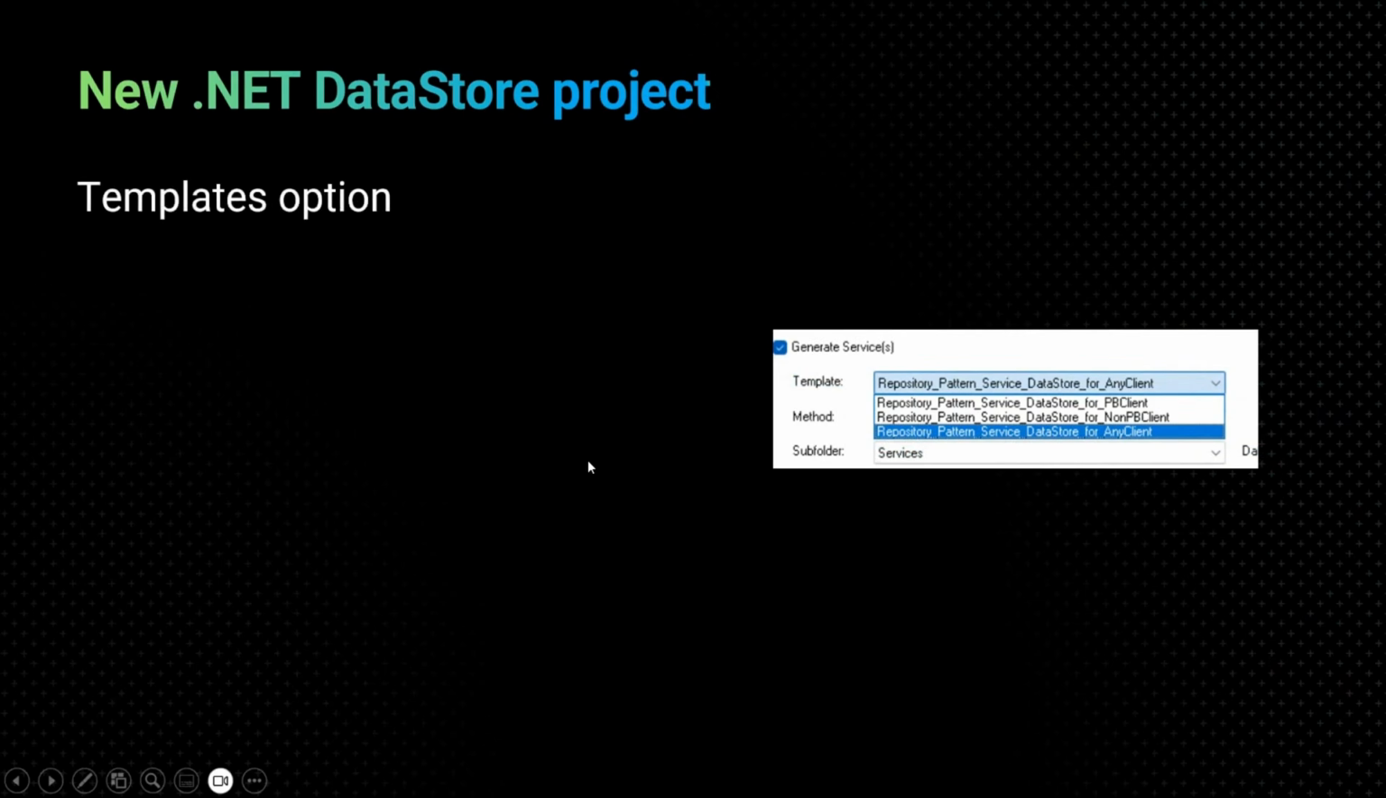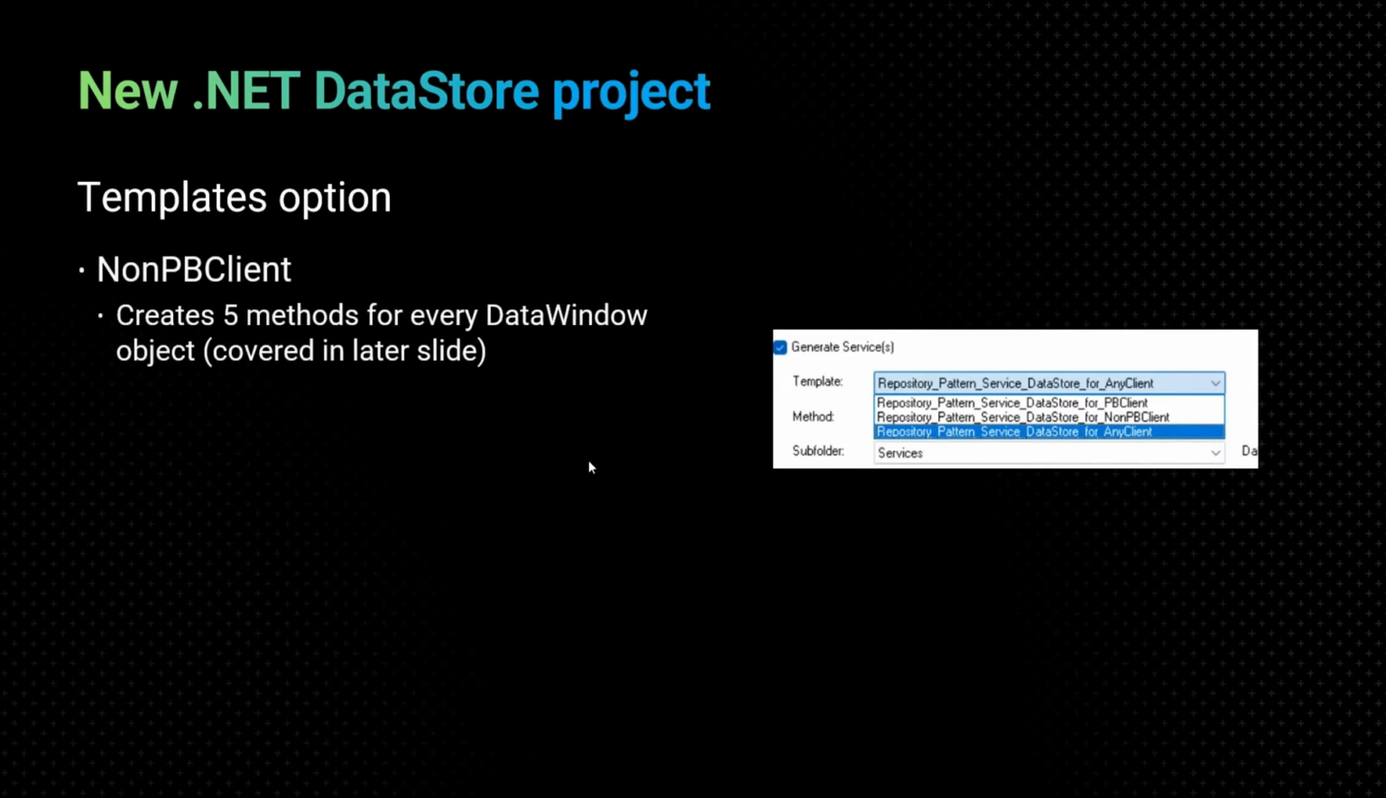So here are the options. I'm stepping back now to the template options. There are 3. Non-PB client. That's if you're going to be writing services that are going to be used by some REST client other than PowerBuilder, where it expects to get just plain JSON and will submit plain JSON. So it will create 5 methods, basically the CRUD: create, read, update, and delete. Except for read, it generates 2, one that retrieves a list and one that retrieves a single record.